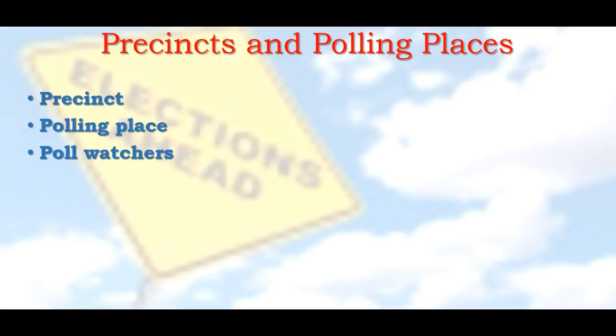Poll watchers, one for each party, are allowed at each polling place. They may challenge any person they believe is not qualified to vote, check to be sure that their own party's supporters do vote, and monitor the whole process, including the counting of the ballots.